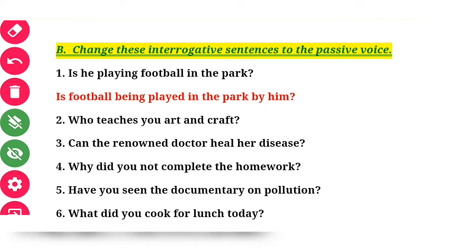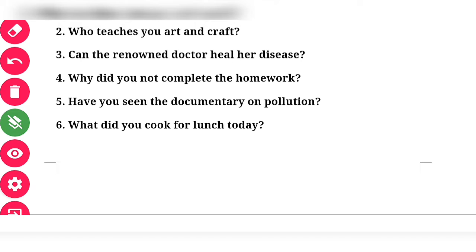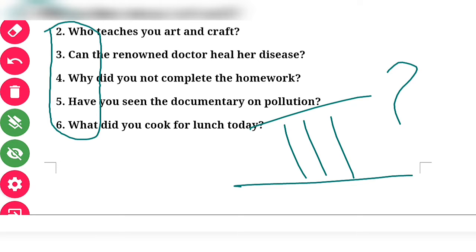Can the renowned doctor heal her disease? Sense will be interrogative form. Why did you not complete the homework? Have you seen the documentary on pollution? And then, what did you cook for lunch today? So just remember that whatever words are given, all the words are given in interrogative form. Take the same words and use them according to the interrogative sense. Okay, subject becomes object, object becomes subject. Always the third form is to be used, and also the sense will be the same.